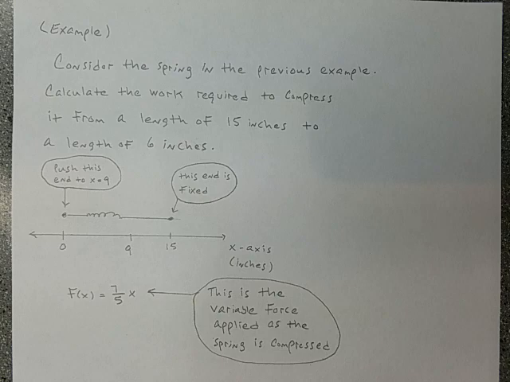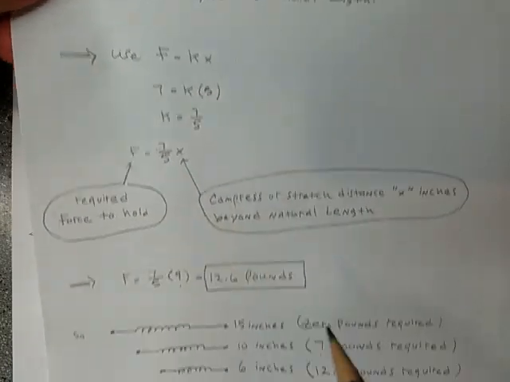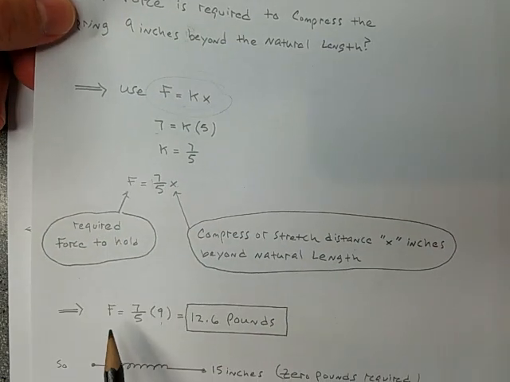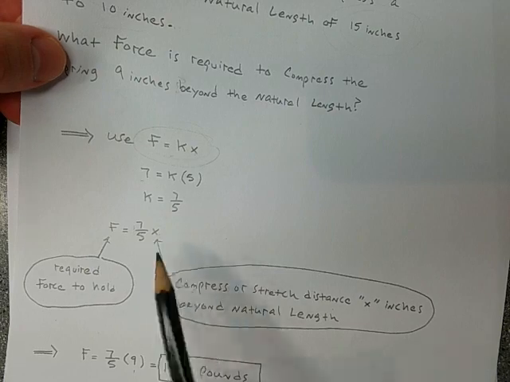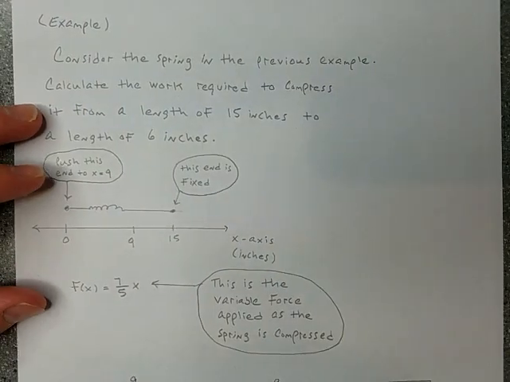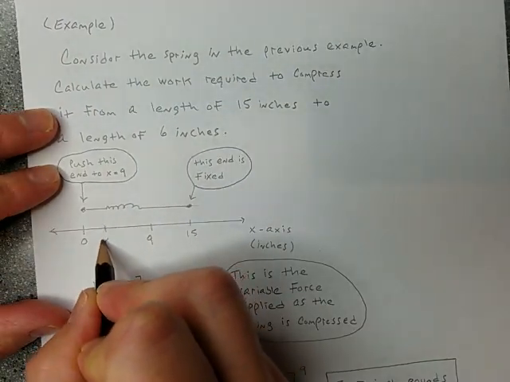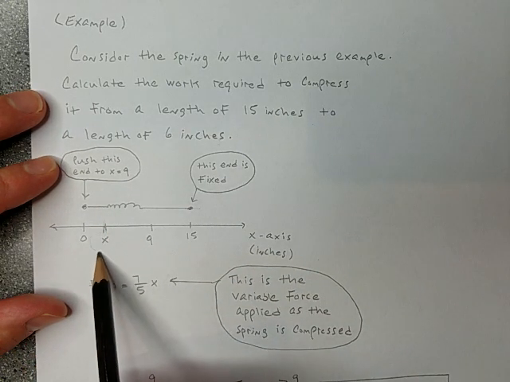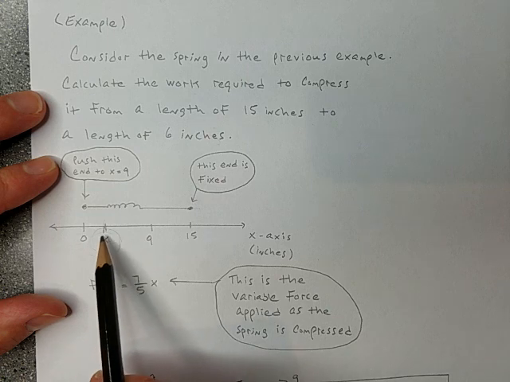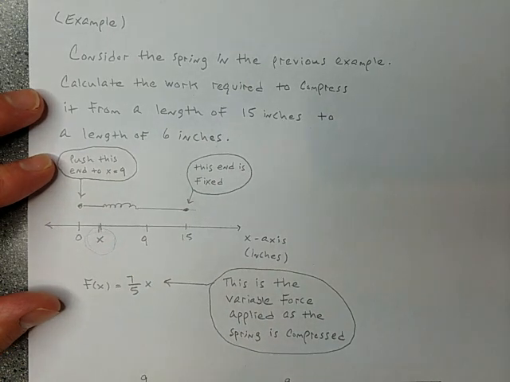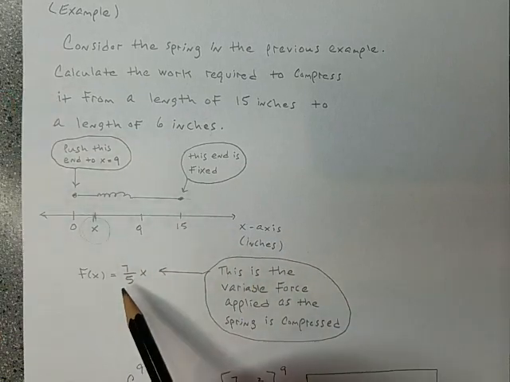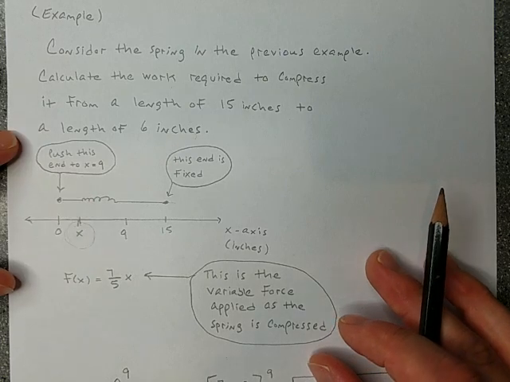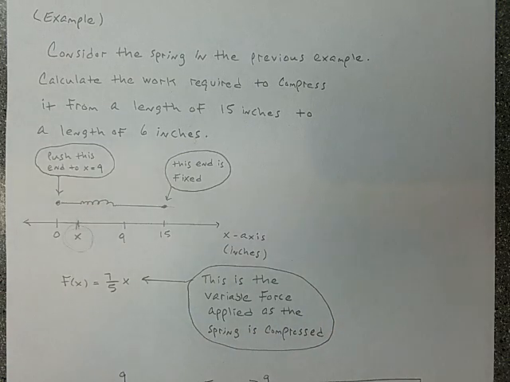The nature of this spring is that the force required to compress it to various lengths is 7/5 times x. No matter where you are, you could ask, what's the force required right there? Well, that number is how far beyond the natural length you've compressed it. That's why this serves as my variable force equation as I compress the spring. So I've got everything in the model.